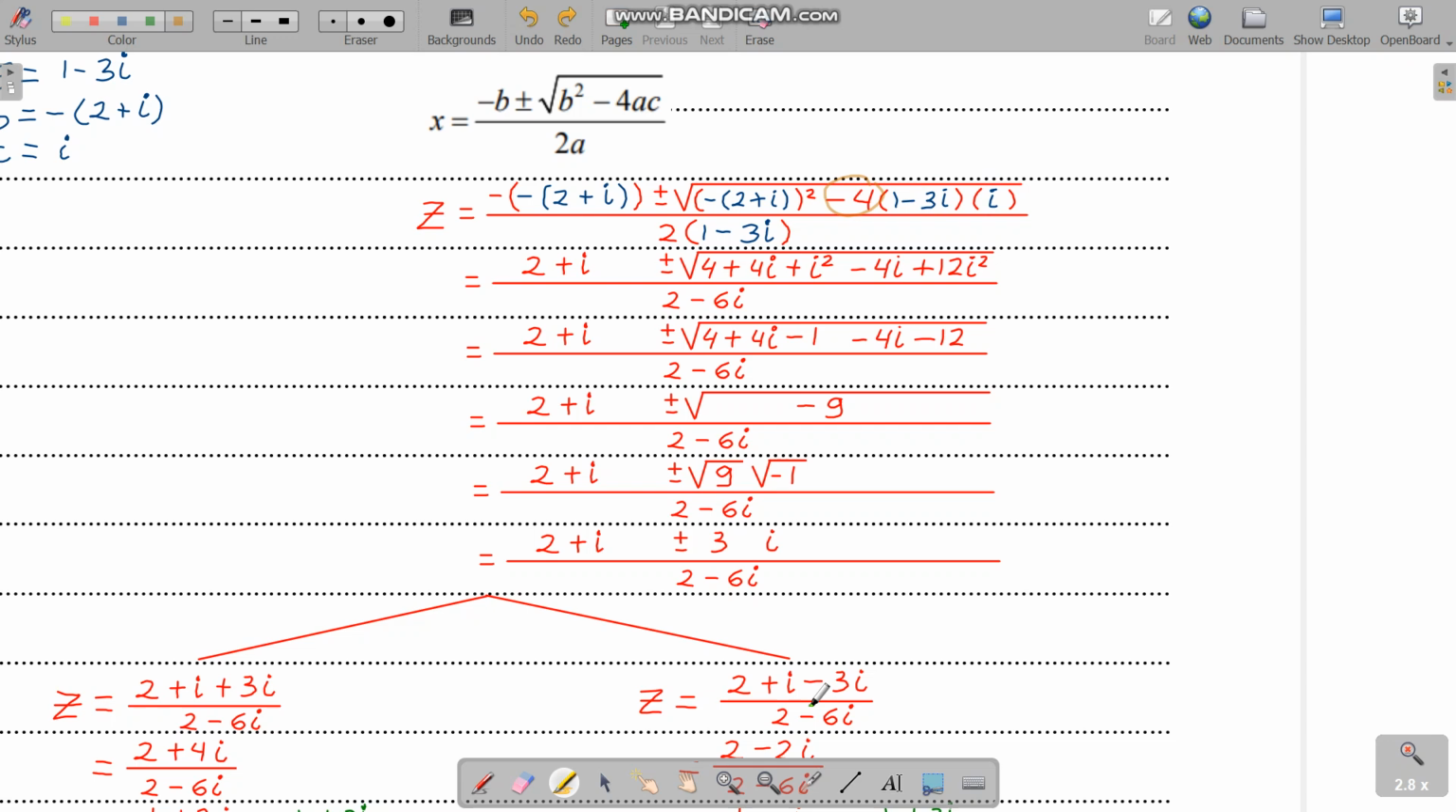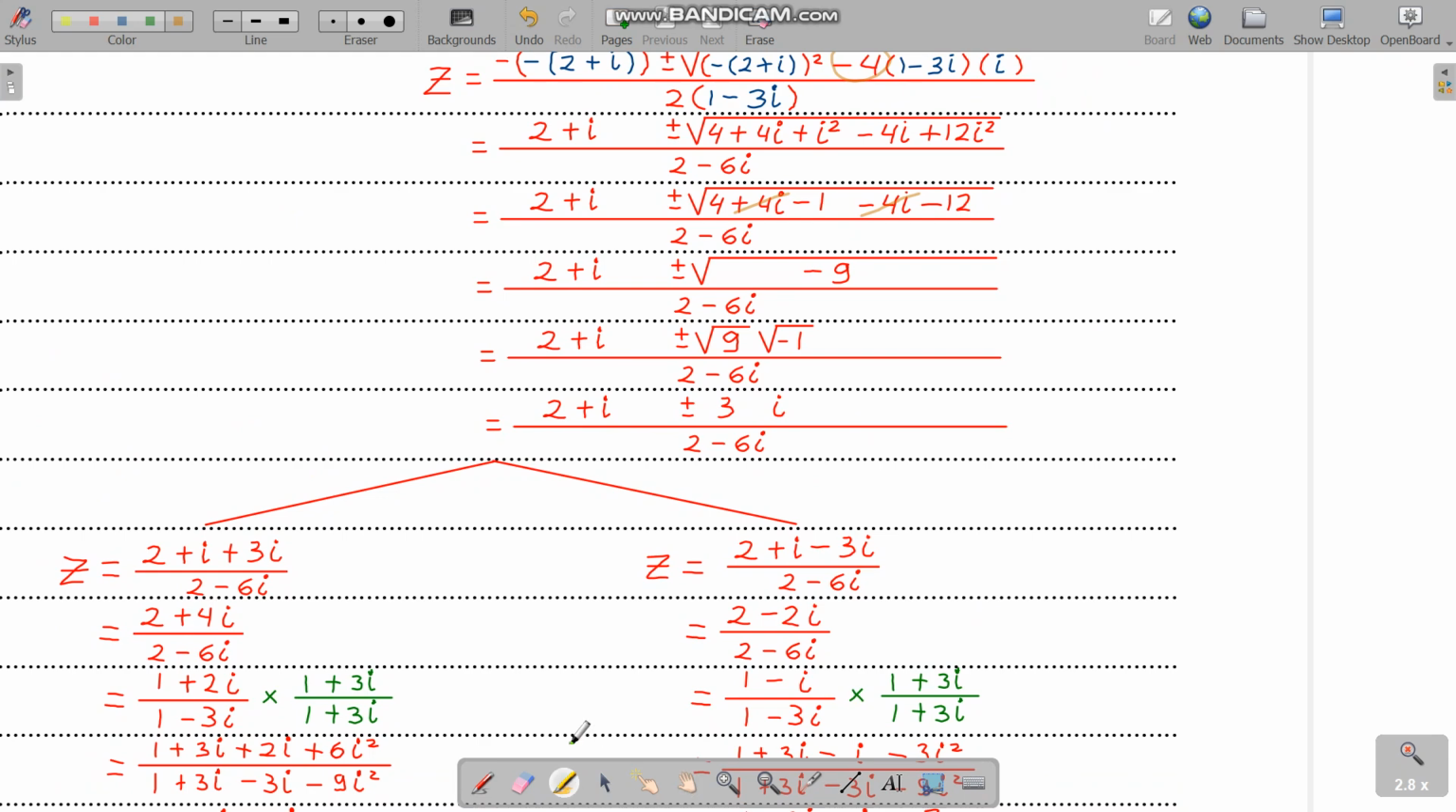Now we simplify a little. i squared is minus 1, so this i squared becomes minus 1, this i squared becomes minus 1, and now we see plus 4i minus 4i cancel out, so we have only 4 minus 13, which is minus 9, and minus 9 is the same as 9 times minus 1, so we can split root minus 9 into root 9 times root minus 1. Root 9 is 3, root minus 1 is i, so we have 3i.